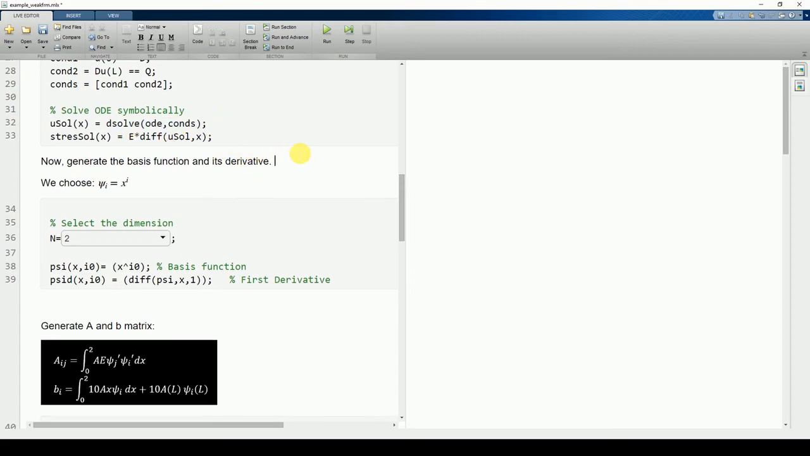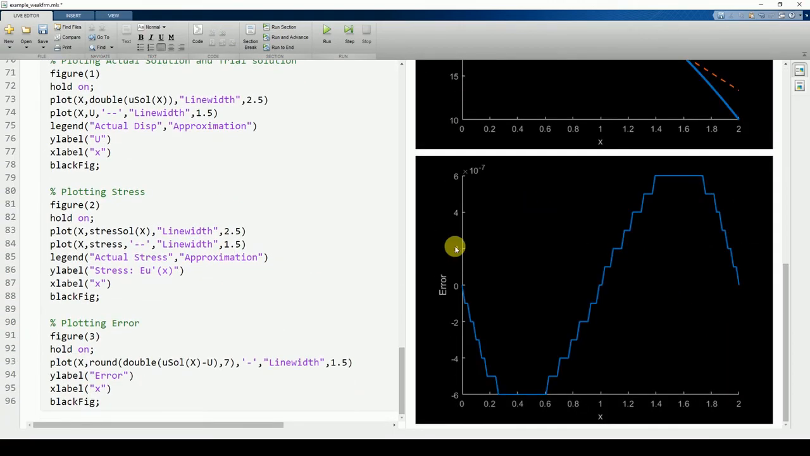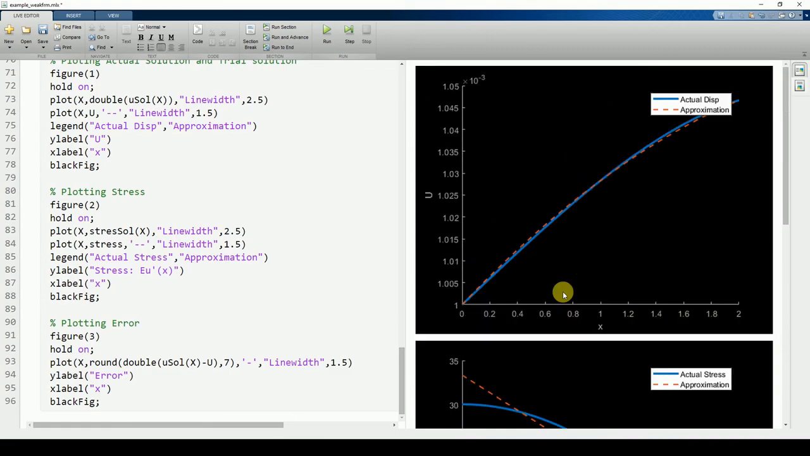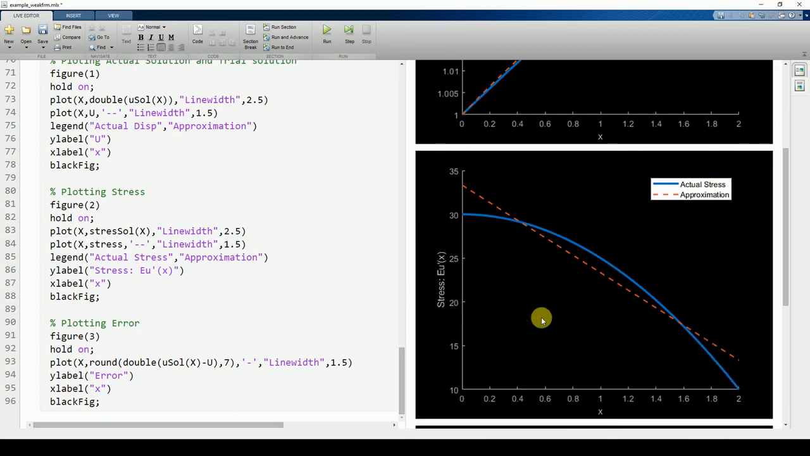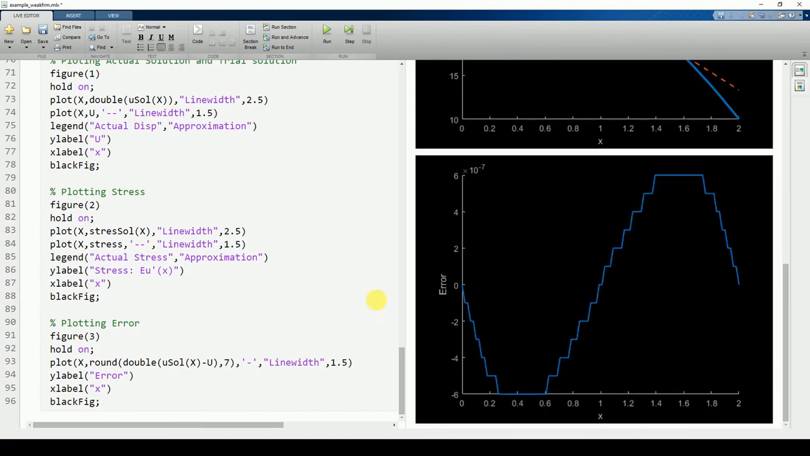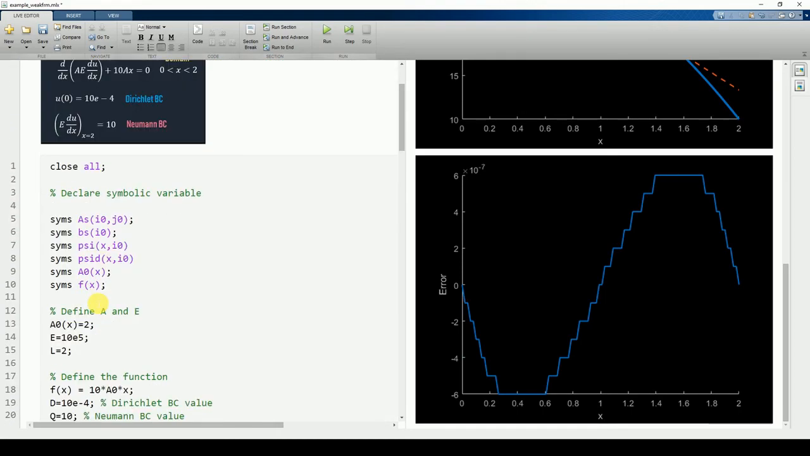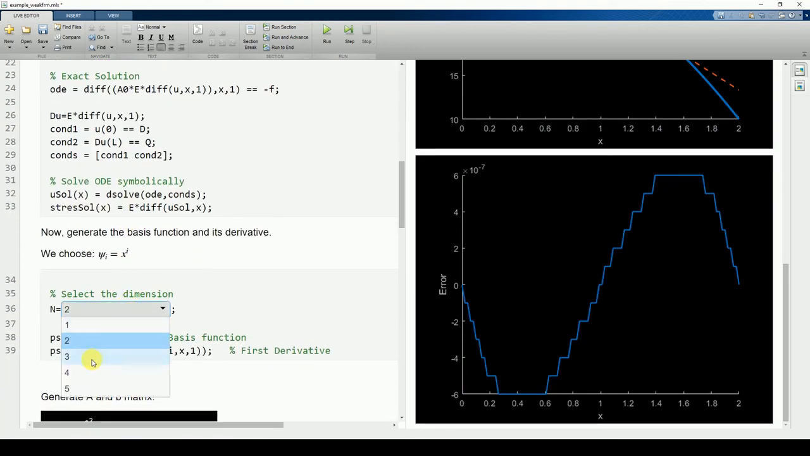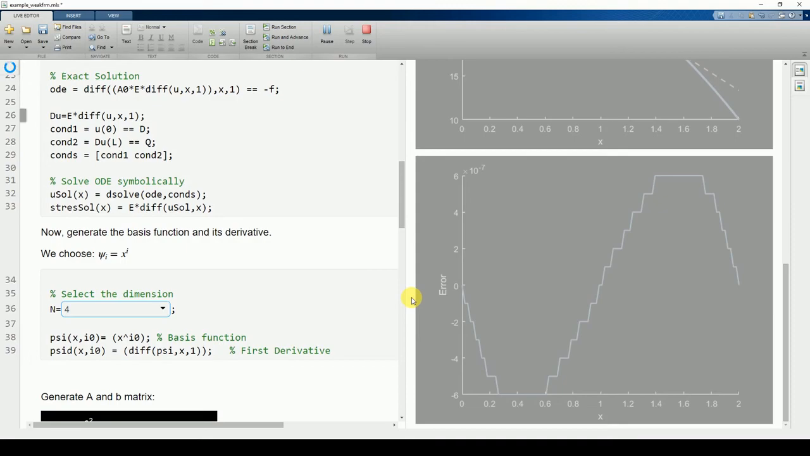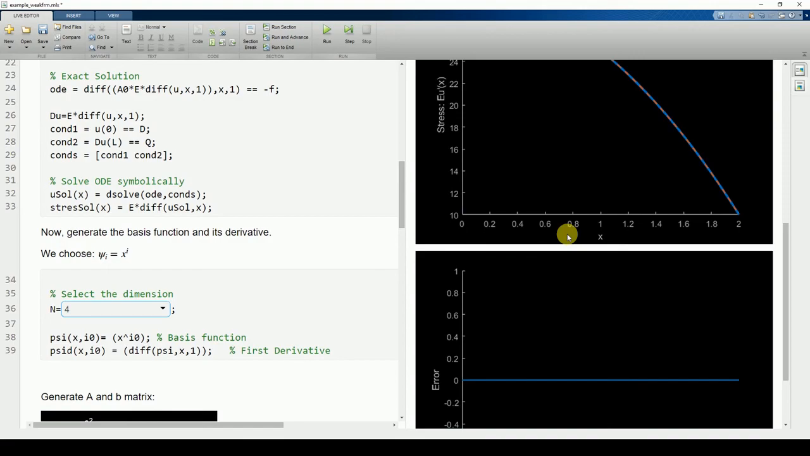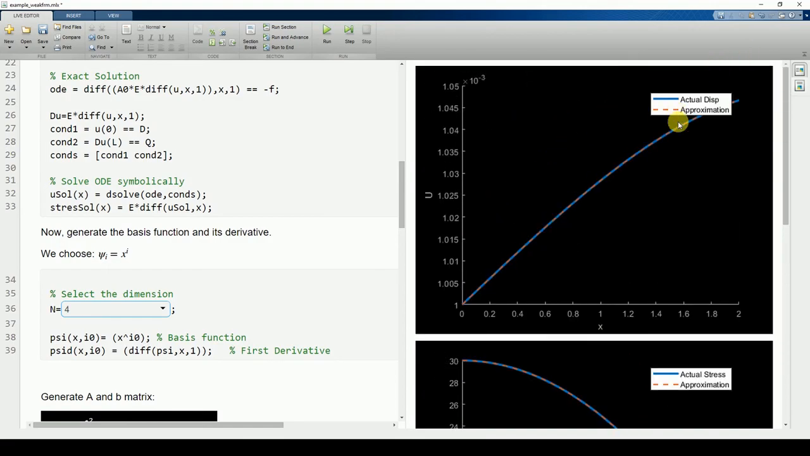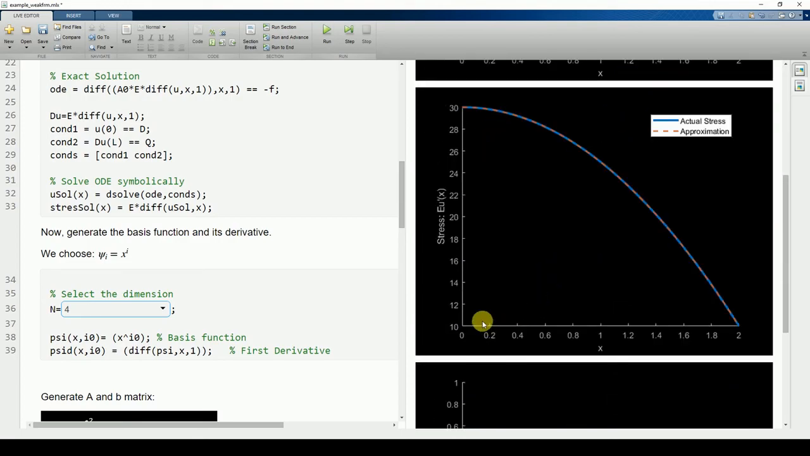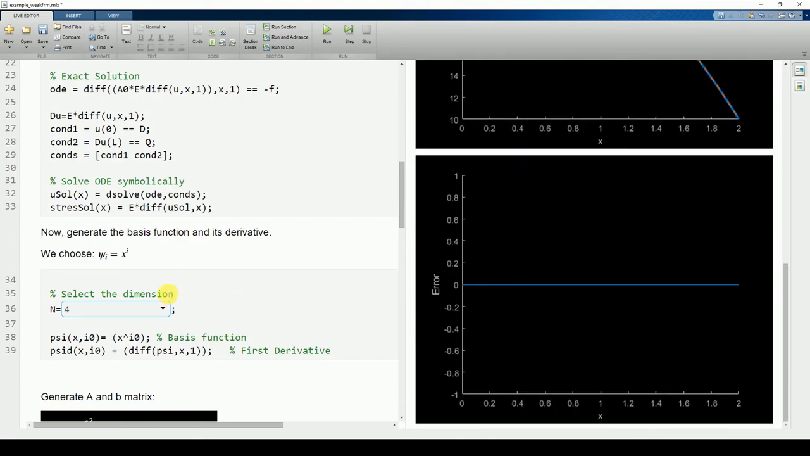Okay, so these are our solutions here: approximate solution, actual displacement, approximation. These are the actual stresses and the approximation. So this is the error, and as we go on increasing n, say we go from this to say 4. Note that at n equal to 3 we got the actual solution, so n equal to 4 should also work fine. So that's what we get. The exact solution is what we have achieved using n equals 4 and this type of basis functions.